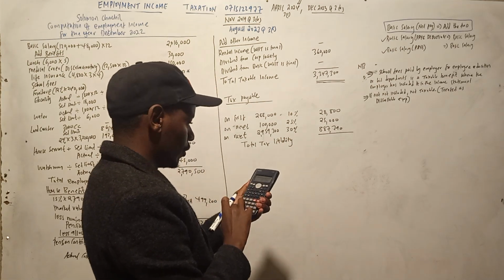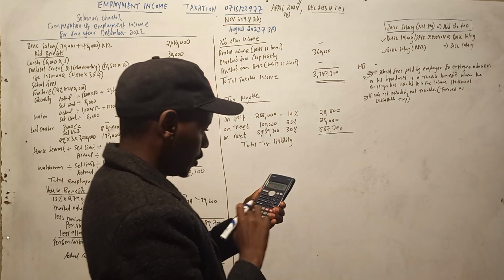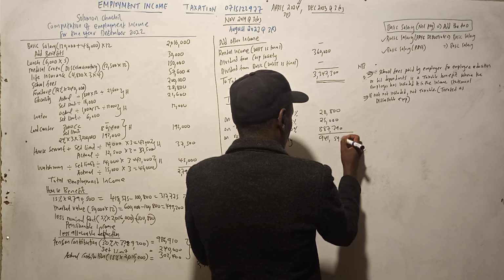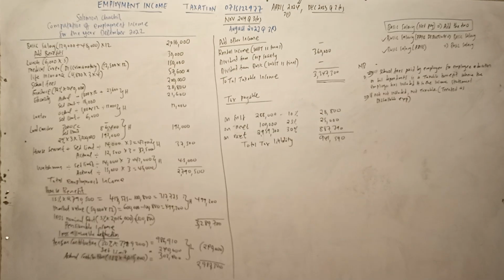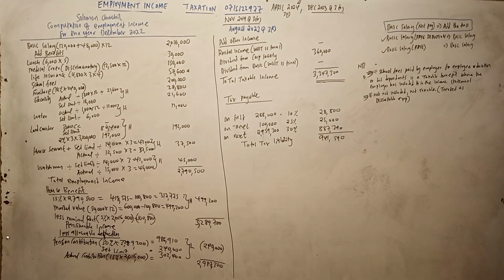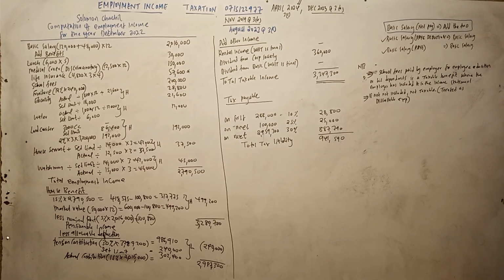plus 25,000 plus 28,800, 941,590. Now we can less the pay. Pay ilikuwa ngapi?